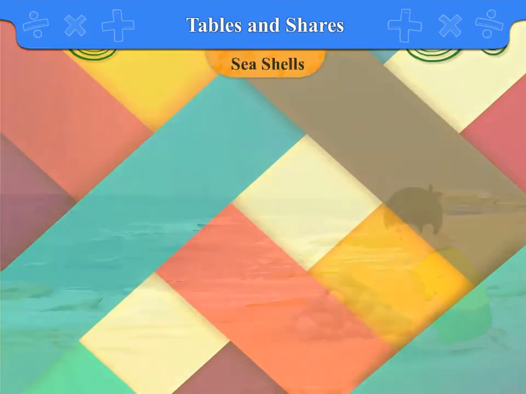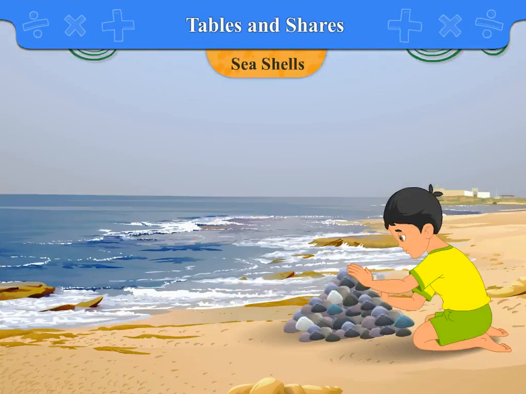Seashells. Dhruv lives near the sea. He thought of making necklaces for his 3 friends. He looked for seashells the whole day. He collected 112 shells by evening. Now, he had many colorful and shiny shells.